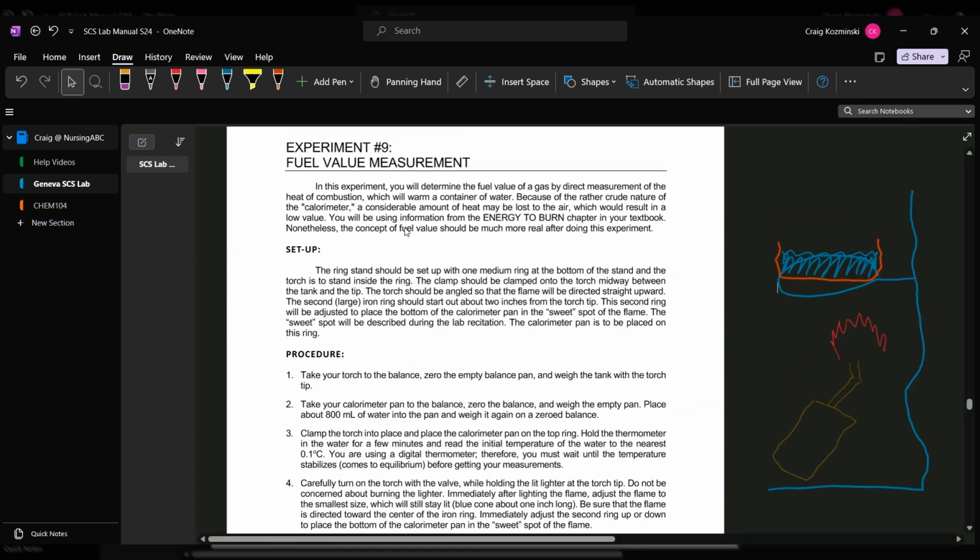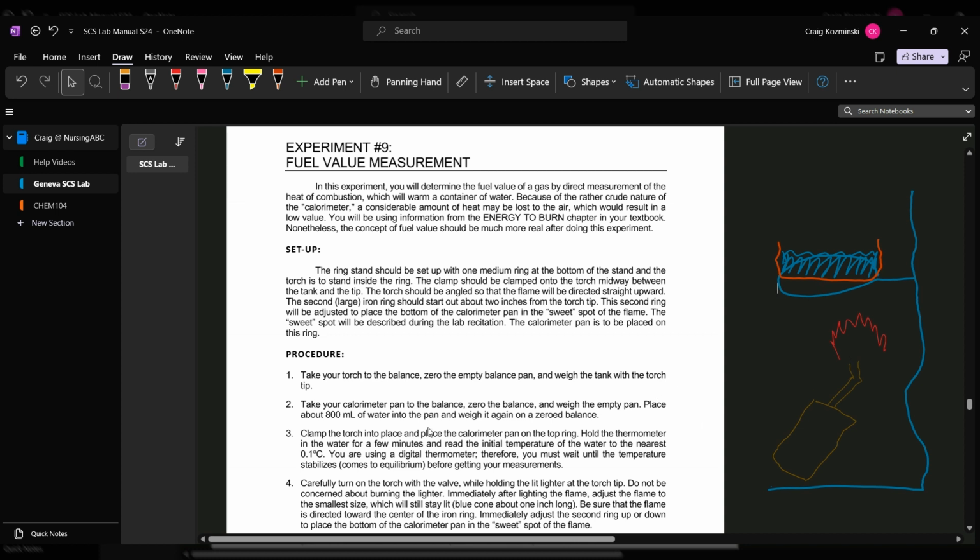In short, we will be determining the fuel value of a gas by direct measurement of the heat of its combustion. And in doing so, we'll be using the same torches that we've used over the past weeks, most recently to combust the magnesium. This time we're going to be using that fuel to heat a pot of water. We're going to be measuring the exchange of energy, the chemical energy stored in the bonds of the fuel, and how it gets converted to heat energy in the water, which is found inside of the pot.